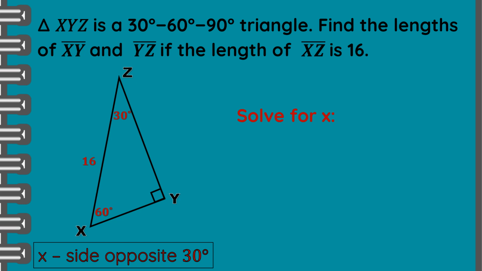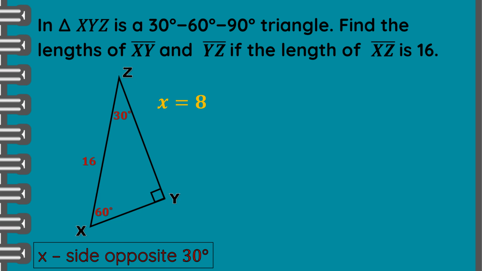Triangle XYZ is another 30, 60, 90 triangle. Find the length of segment XY and segment YZ if the length of segment XZ is 16. Segment XZ, based on the given figure, is the opposite side of the largest angle. Therefore, segment XZ is the hypotenuse. And in the 30, 60, 90 triangle ratio, the hypotenuse is equal to 2x. Therefore, we have 2x is equal to the length of the hypotenuse, which is 16. Dividing both sides of the equation by 2, the value of x would be 8.